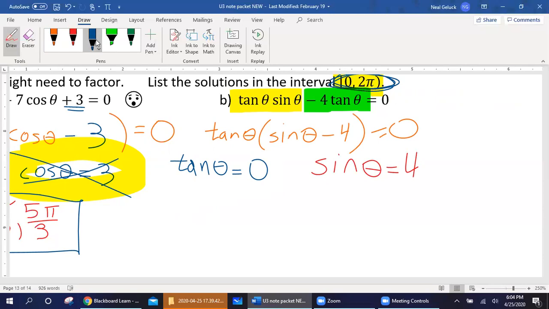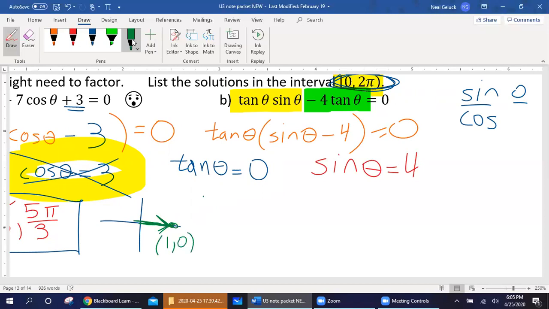So let's look at the tangent equals 0. Where does that happen around the unit circle? That happens when the sine is 0, because tangent, remember, is sine over cosine. If the top is 0, we're good. That happens at 0 radians, because you'd have 0 over 1. So 0 radians is an answer. Tangent is also 0 over at pi radians. Its coordinates are negative 1, 0. So the answers to tangent equals 0 happen at 0 radians and pi radians.